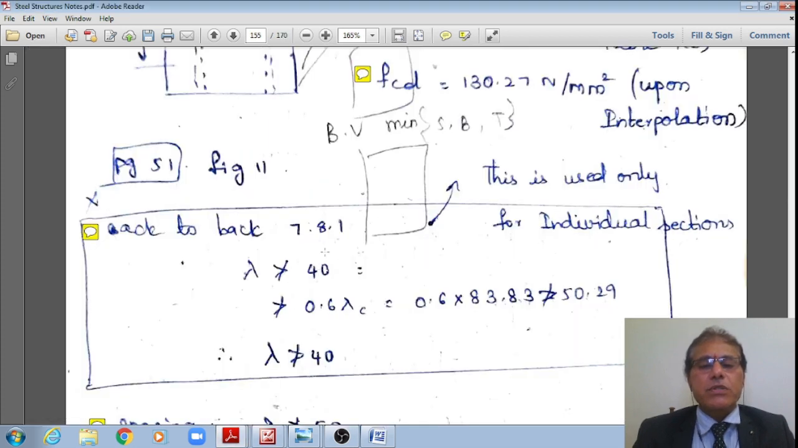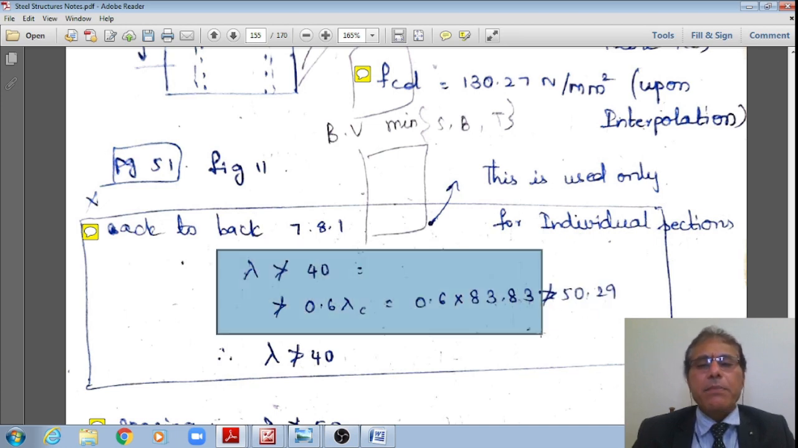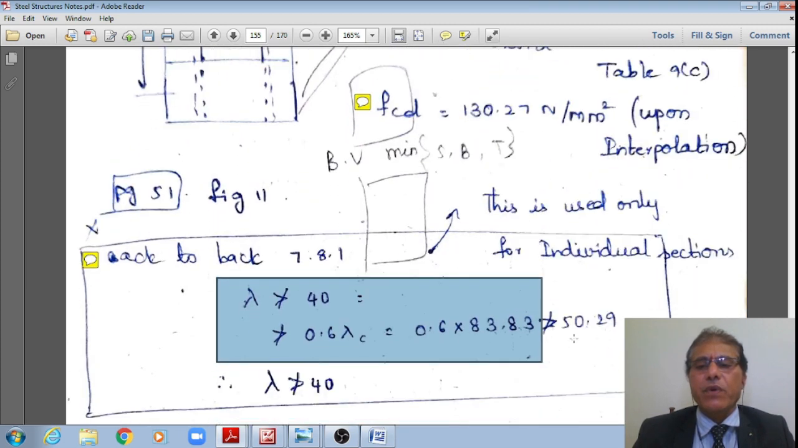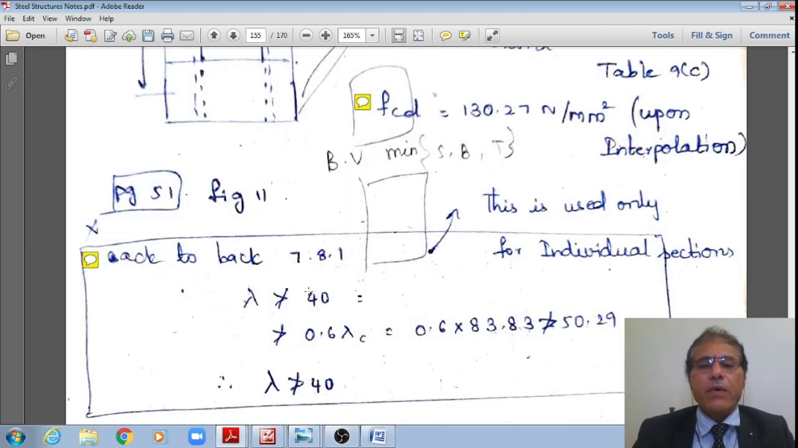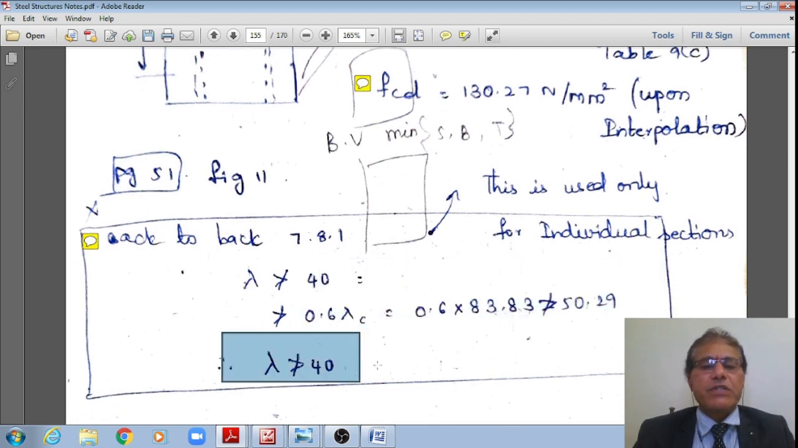Therefore, as per that, lambda should not be greater than 40 or greater than 0.6 times the slenderness ratio of the compound or built-up section. 0.6 multiplied by 83.83, which we have just calculated, works out to 50.29. However, out of this 40 and 50.29, 40 will govern, whichever is minimum.